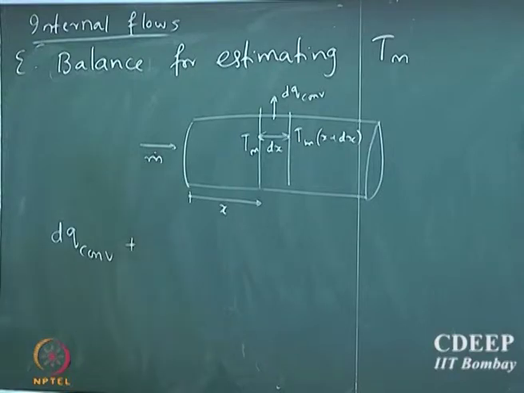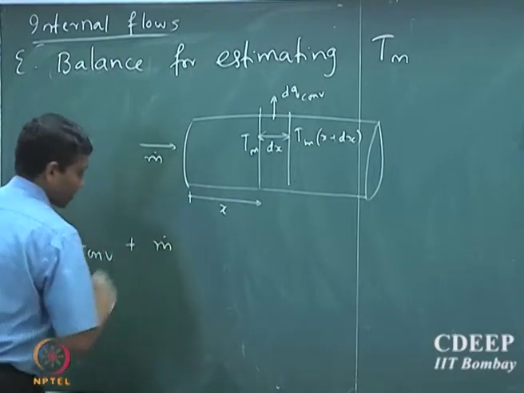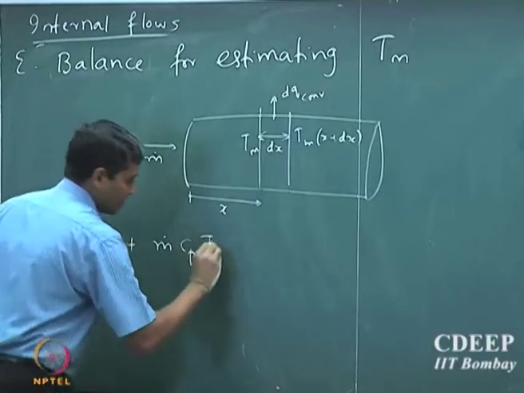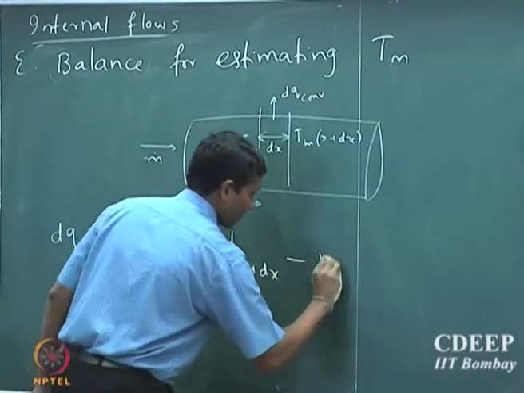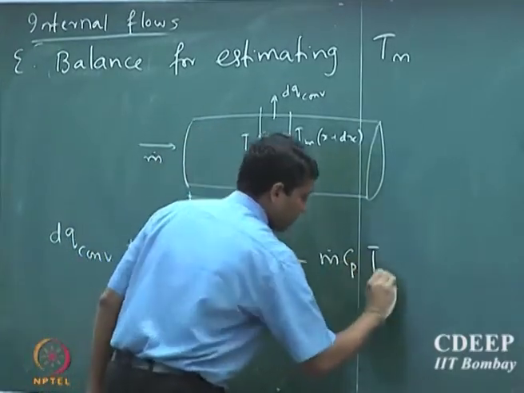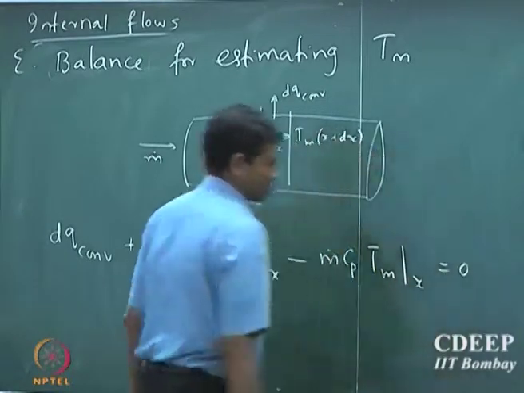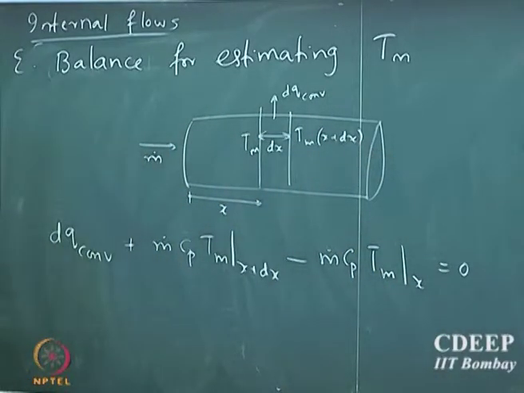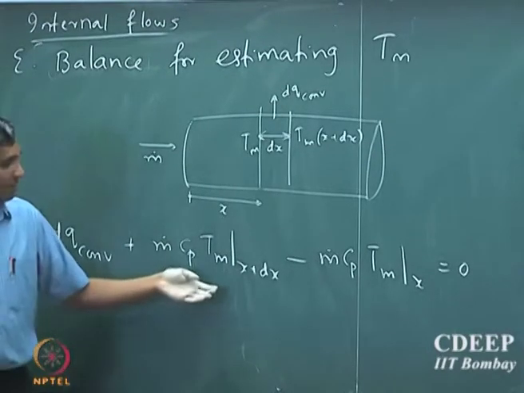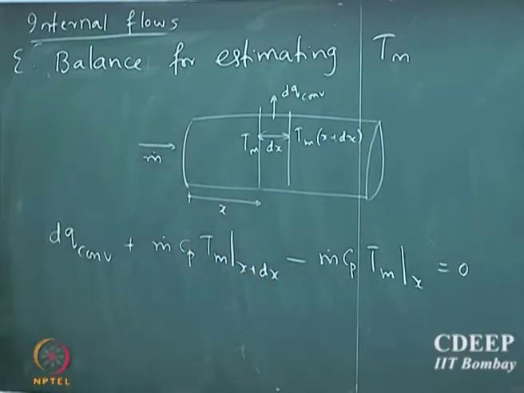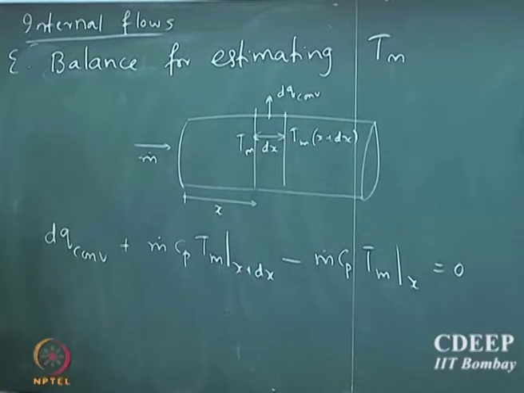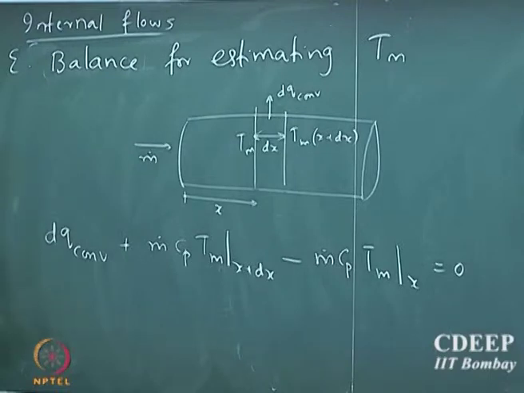m dot Cp into Tm at x plus dx minus m dot Cp Tm at x equal to 0, right. So that's the total amount of heat that is actually entering and leaving this place, okay. So from here, is the sign right? That's okay.